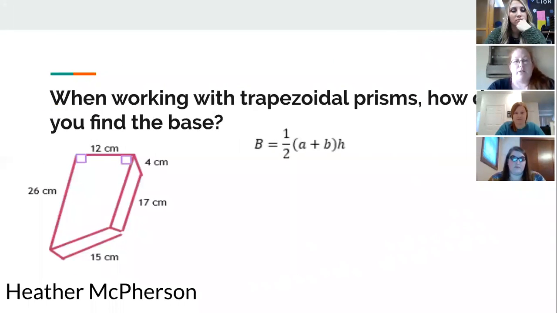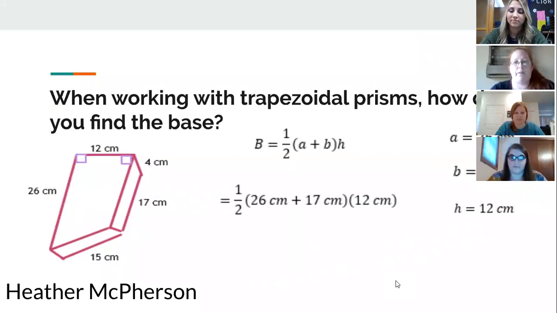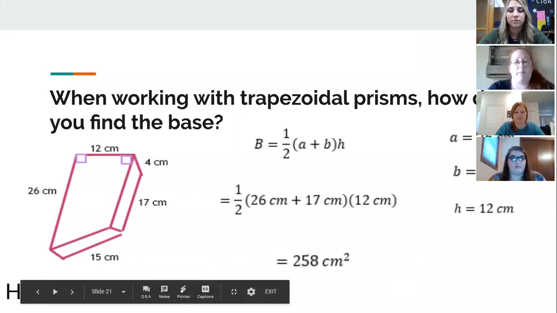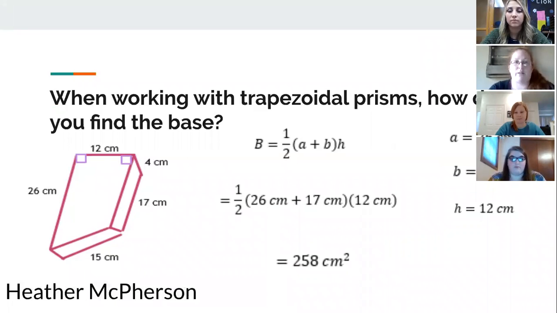All right, and so your A is going to be 17, and your B is going to be 26, and your height is going to be 12. So then you'd have 1/2 times (26 centimeters plus 17 centimeters) times 12 centimeters. And so your base is going to be 258 centimeters squared, again, because you are still multiplying centimeters together. Don't forget that you have to square them at the end.